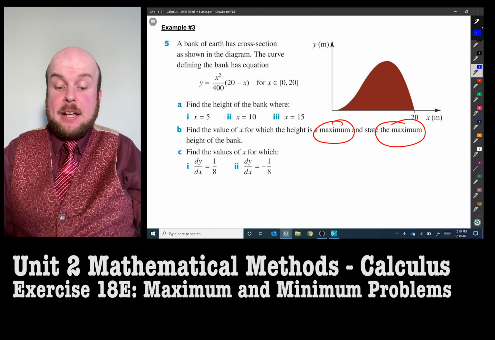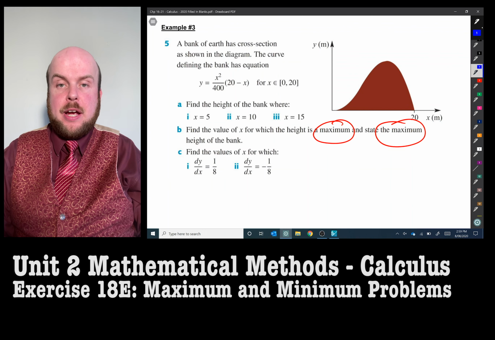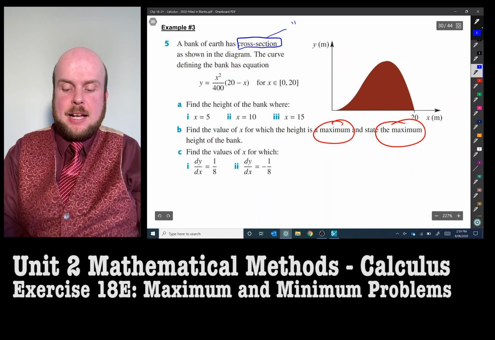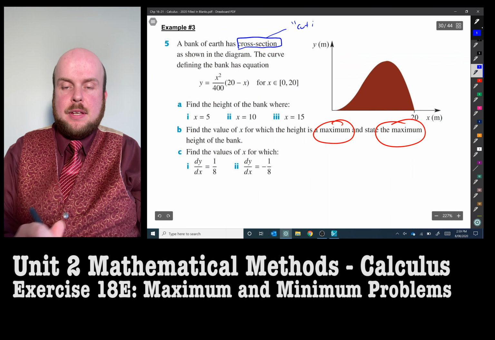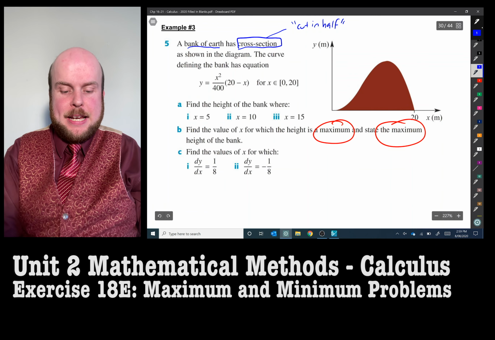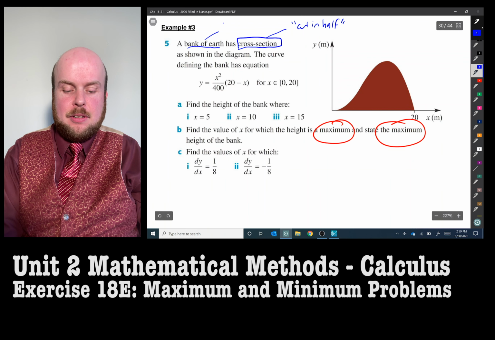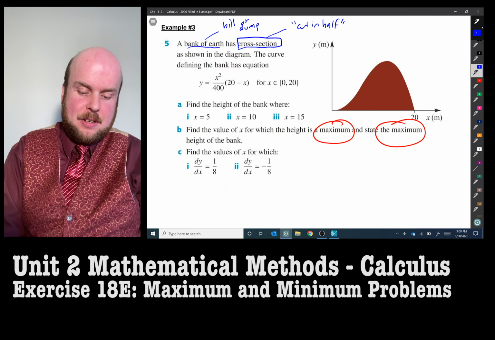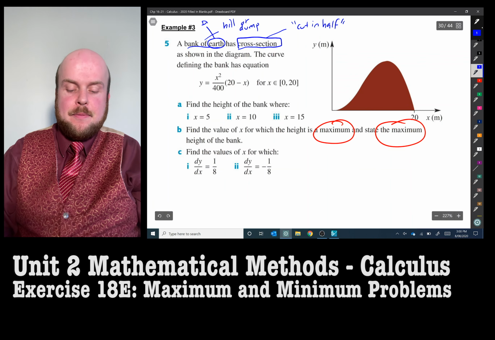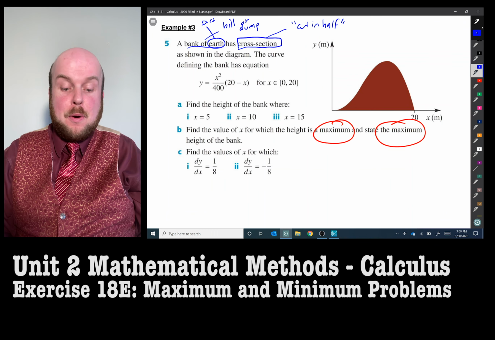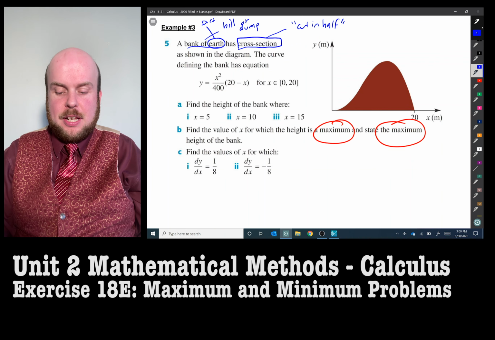Example 3. A bank of earth has a cross-section as shown in the diagram. A cross-section, if you haven't seen this word before, just means cut in half. A bank of earth is also not one where you put money in. It's just like a hill or dump, if you like a less flattering term, a dump of earth, and in this case, earth being dirt.